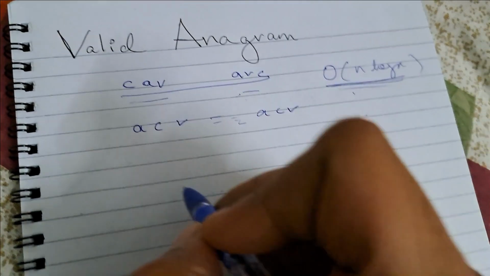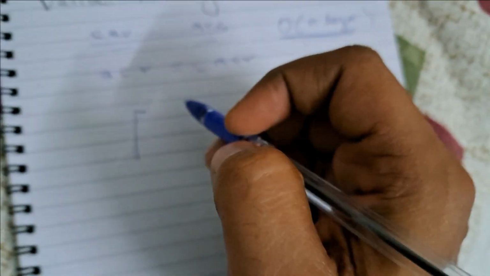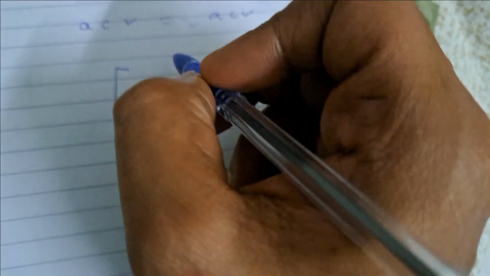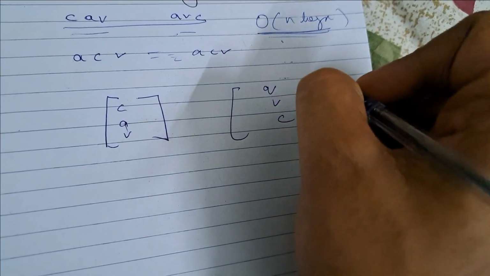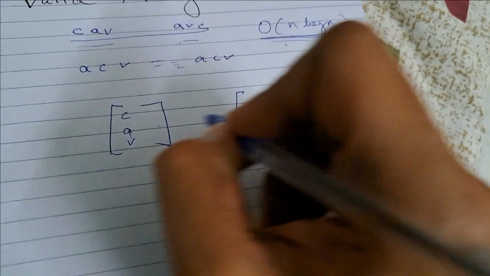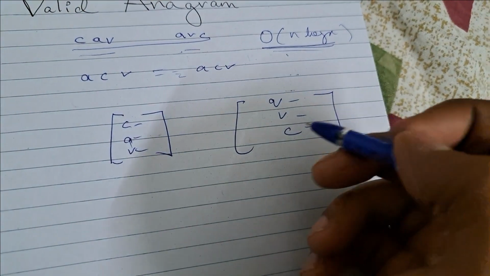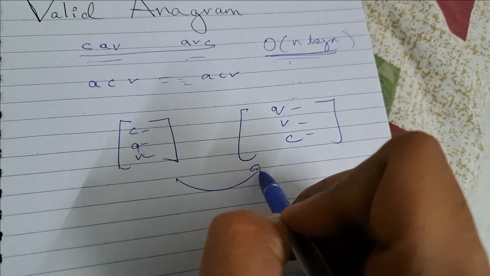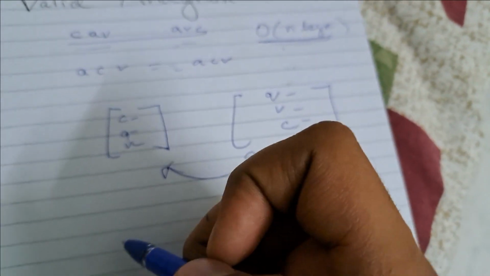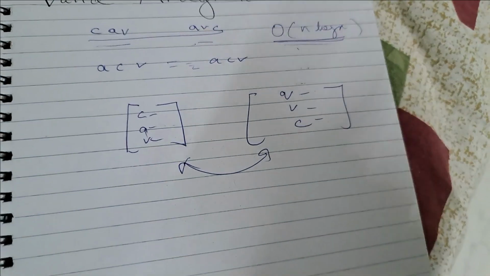So yeah, we'll create hash sets, and for CAR and for ARC, we'll have different frequencies, and then in the end we'll check these two hash sets if they're equal or not. If they are, great.